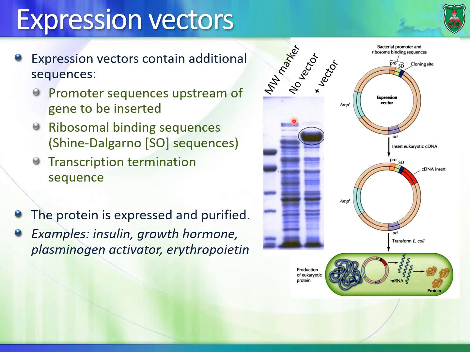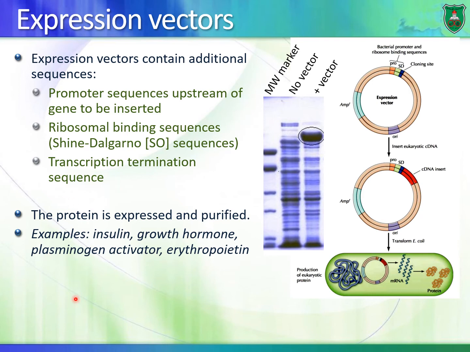Okay, here you have bacterial cells with no expression vector, and here you have the same bacterial cells, but these cells have the vector, and this is the protein that they produce. This is the recombinant protein. Okay, now, in comparison with the cloning vector, expression vectors must have a promoter, they must have a Shine-Dalgarno sequence, and they should also have a transcription termination sequence as well.